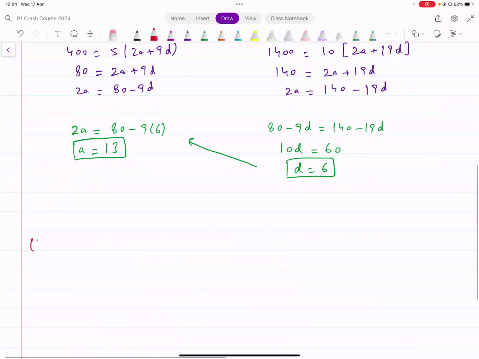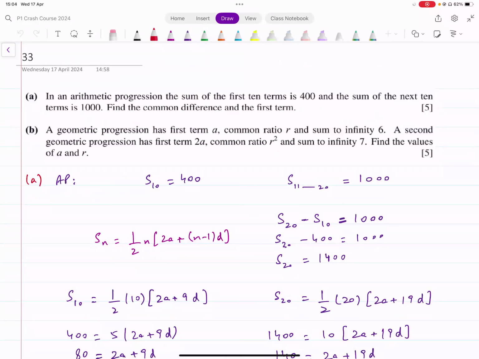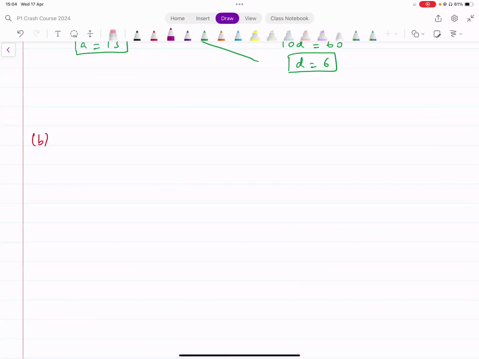Then in the second part, it says, a geometric progression has first term A, common ratio R, and sum to infinity 6. A second geometric progression has first term 2A, common ratio R squared, and sum to infinity 7. Find the values of A and R. This also looks relatively straightforward because you just have to make two simultaneous equations.